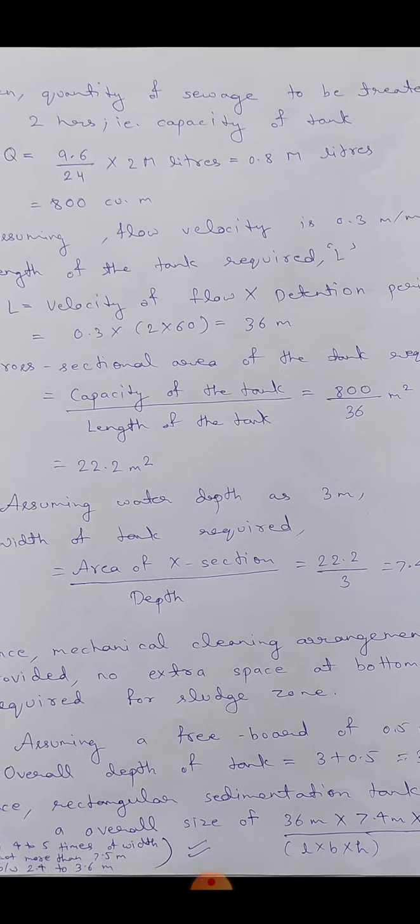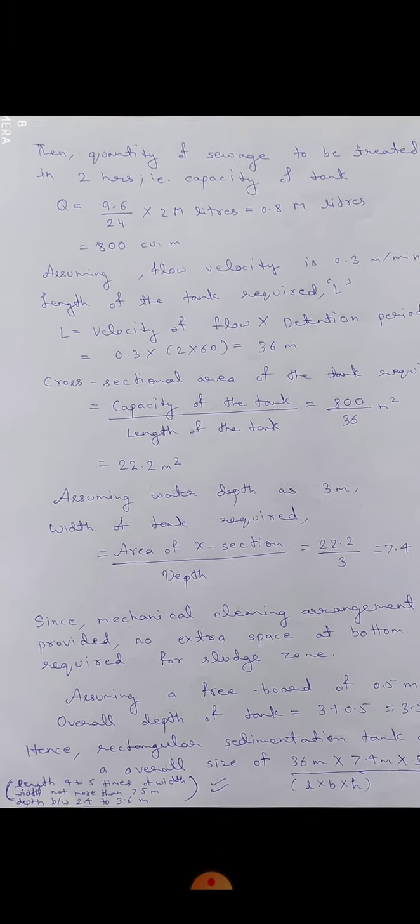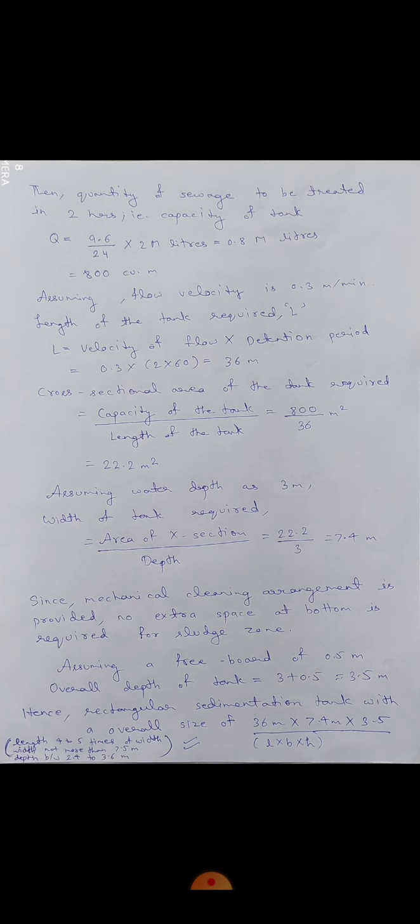Now depth should be between 2.4 to 3.6 meter. This is the value of the depth, we have got 3.5 meter, so it is also correct. It means that we have designed according to the conditions, we have correctly designed the rectangular sedimentation tank as per the required population and water. Okay, so this is how we can design these different rectangular tanks on the basis of different conditions.